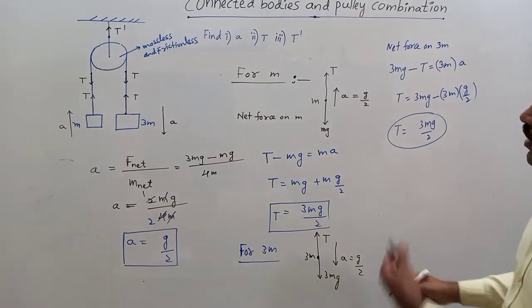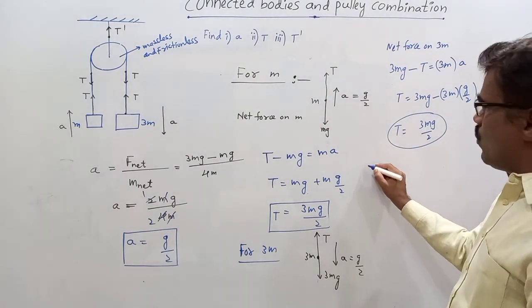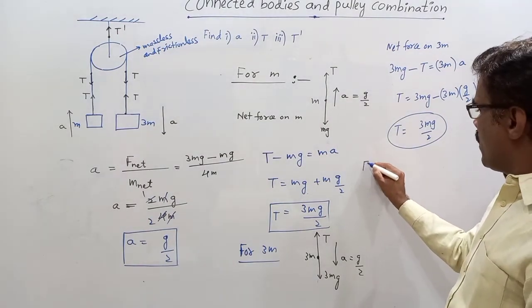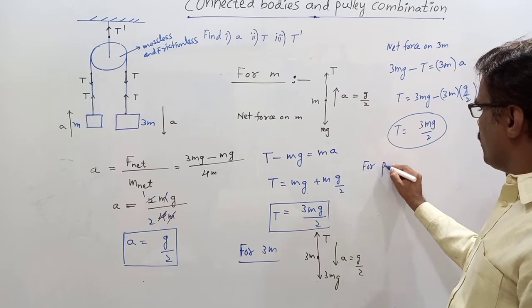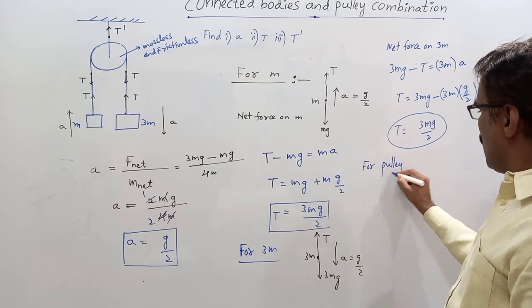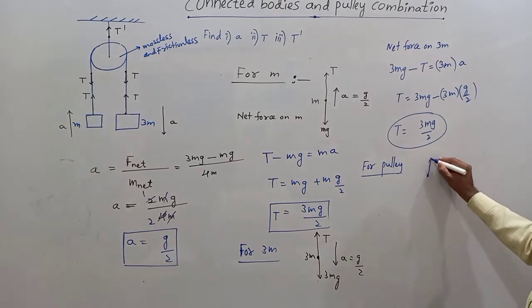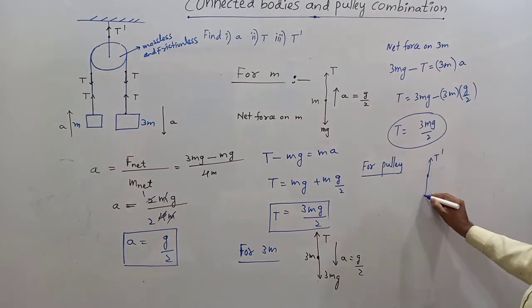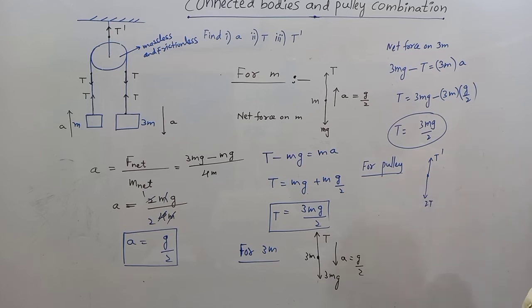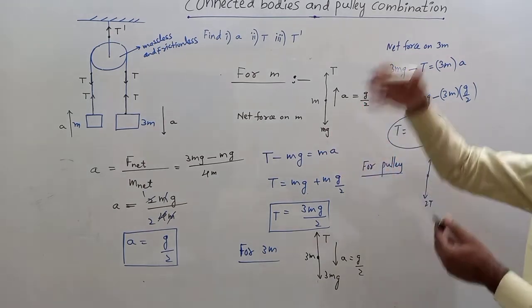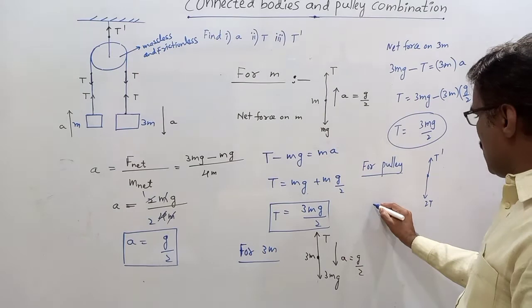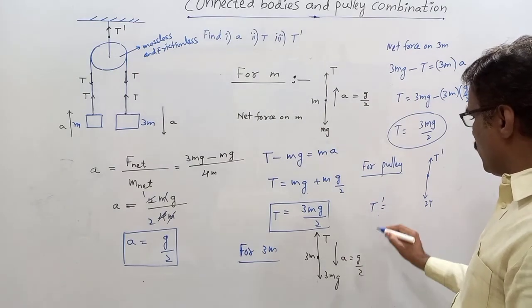Okay sir, then what do you want? T dash, free body diagram for the pulley, FBD for pulley. How many forces are acting on the pulley? One is tension T dash in the upward direction, sir. Another one is 2T in the downward direction, sir. But the pulley is fixed. Upward forces are equal to downward forces. It is balanced, in an equilibrium position.